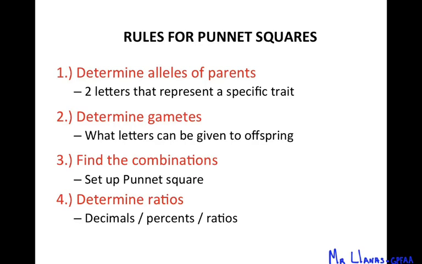So again, the 4 rules that we're going to follow to solve dihybrid crosses are: first, determine the alleles of the parent; second, determine the gametes, or what alleles this parent can give to his offspring. We're going to find the combinations, which is the Punnett square, and then we're going to determine the ratios, genotypic and phenotypic ratios of that Punnett square.